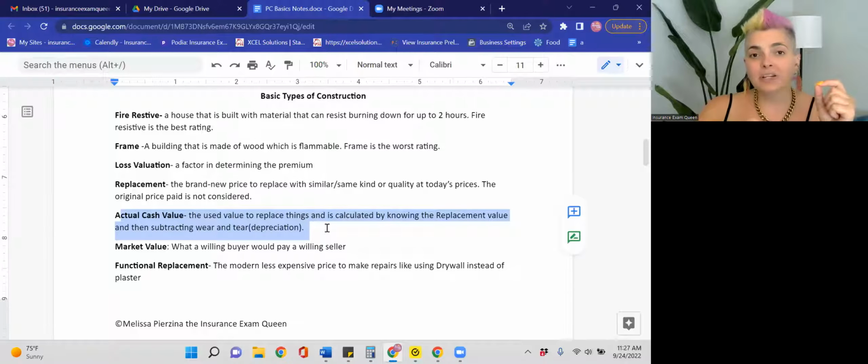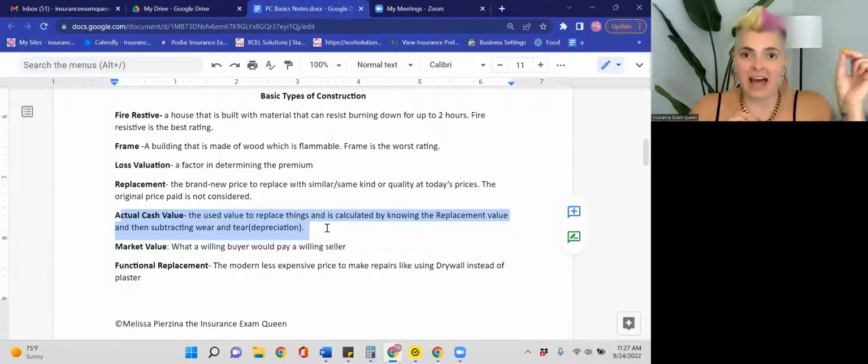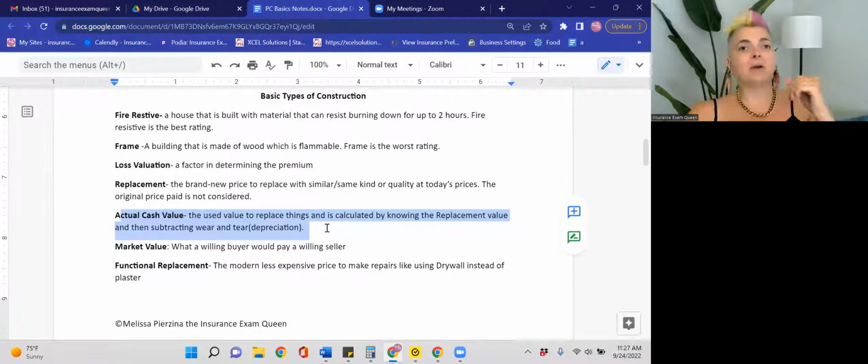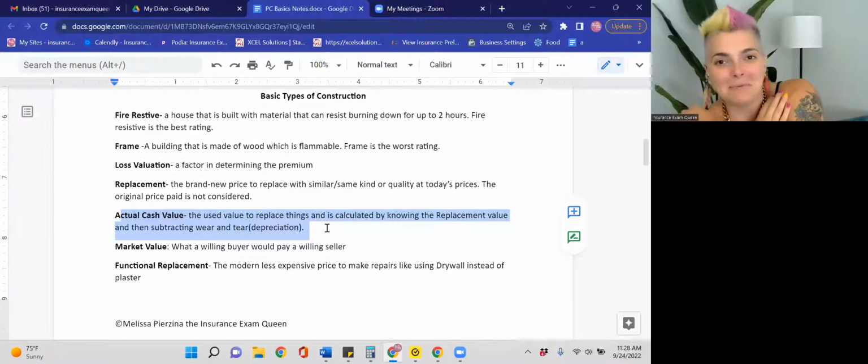And with actual cash value and replacement, either one, we do not care about the original value. This would be like saying, well, in the 1970s, I bought my house for $40,000. And in order to rebuild it today, it's going to be $200,000. I don't care that you only paid $40,000 back then when you were able to buy a house with dimes that you collected. Like back then, it was so much easier to buy.